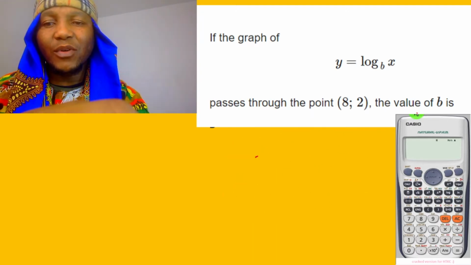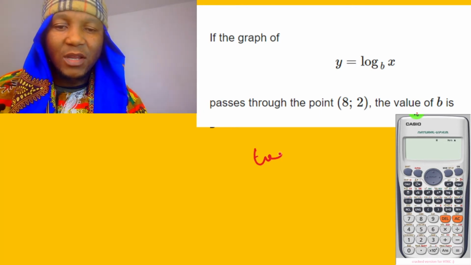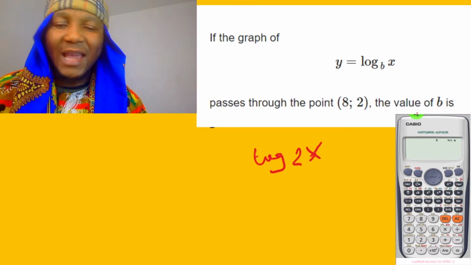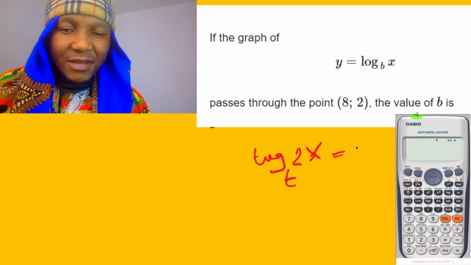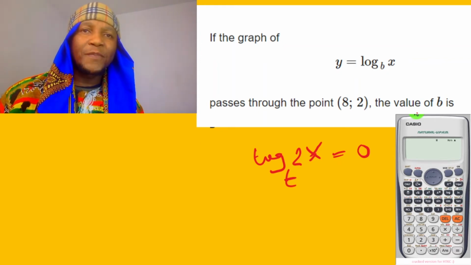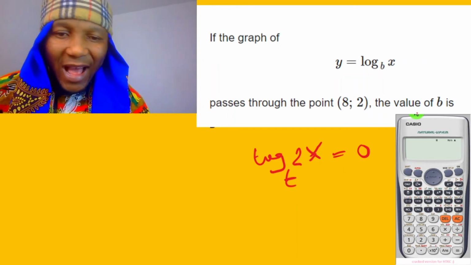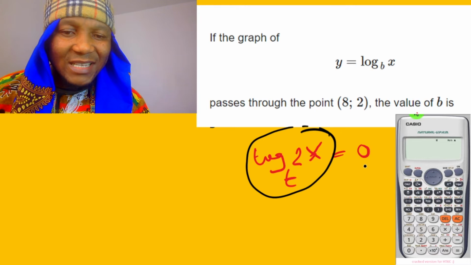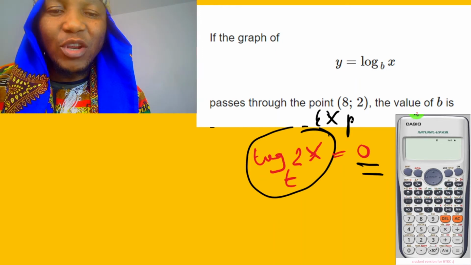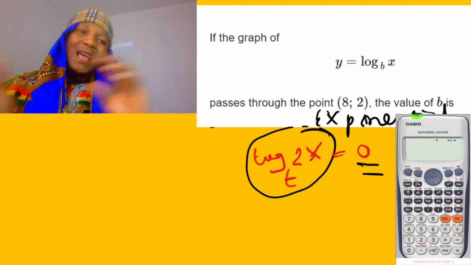If somebody gives you, for example, log 2x with base t, and let's say it equals 0, can you apply the exponential rule? Yes. How do you know when to apply the exponential rule? You only apply it when you have a log on one side, and the other side should be a number. Then you can apply the exponential rule.